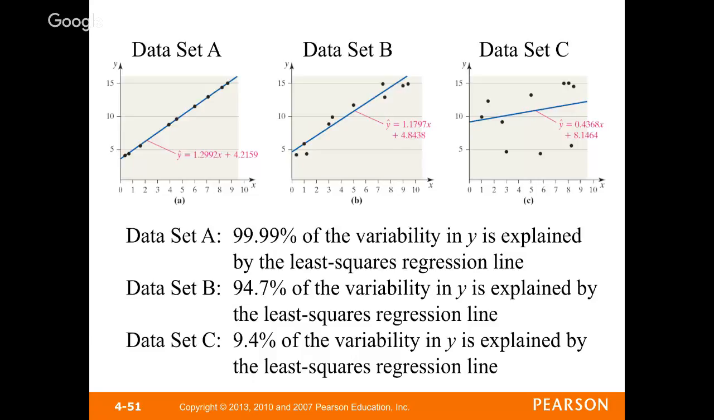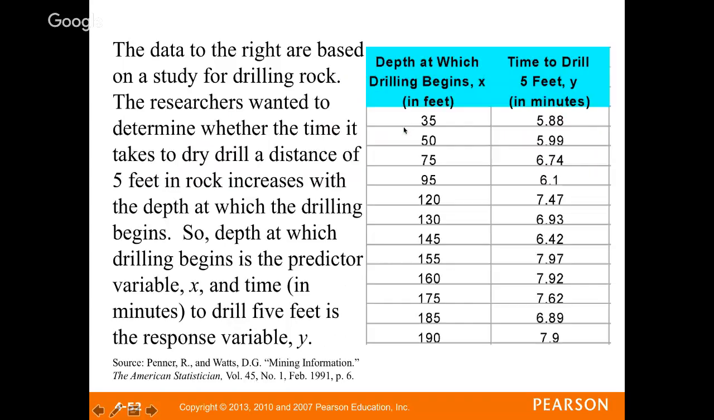So the majority of the variation in the y is not captured by the line. Only about 10% of the variation is explained by the line in this case. So again, just interpreting this value.